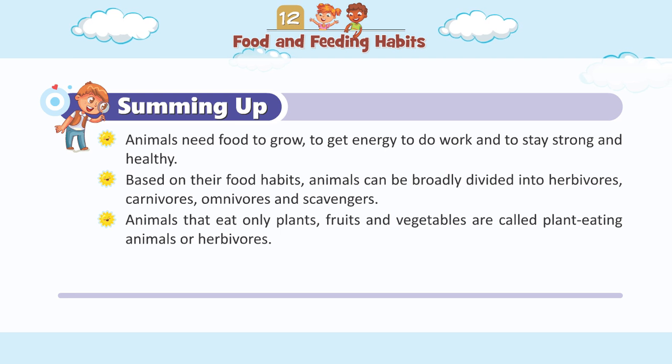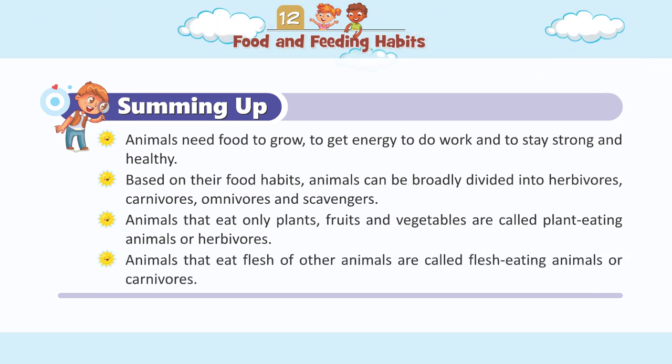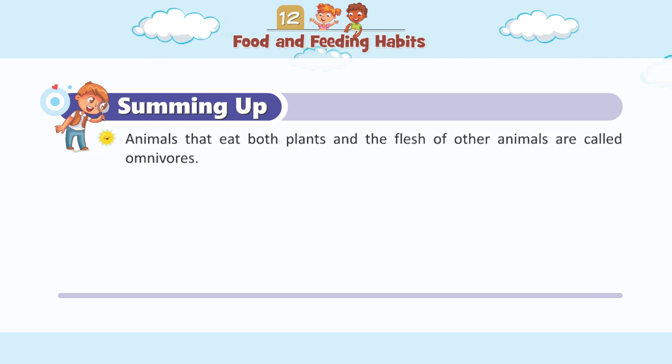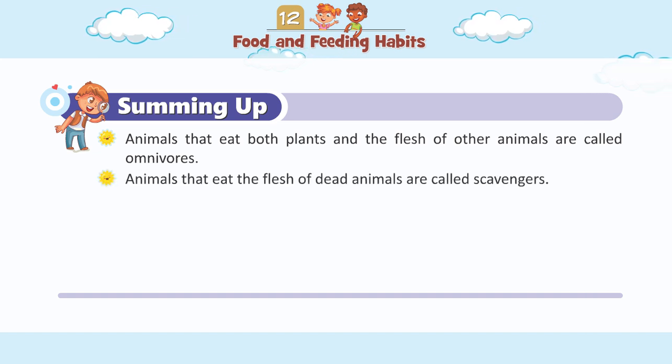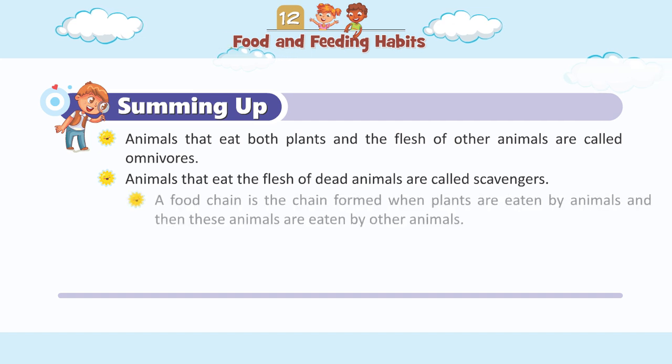Animals that eat only plants, fruits, and vegetables are called plant-eating animals or herbivores. Animals that eat flesh of other animals are called flesh-eating animals or carnivores. Animals that eat both plants and the flesh of other animals are called omnivores. Animals that eat the flesh of dead animals are called scavengers.